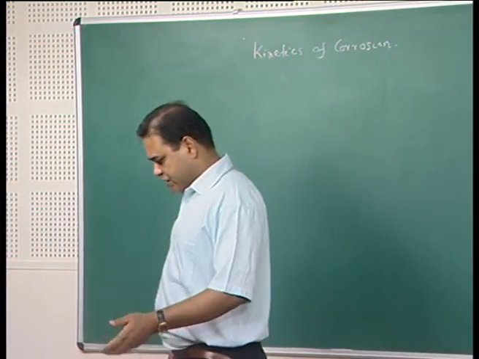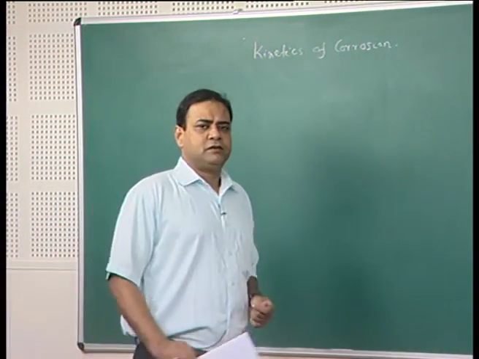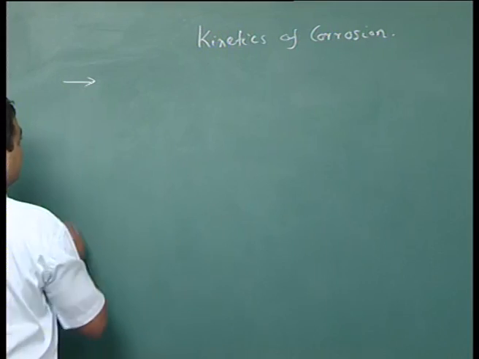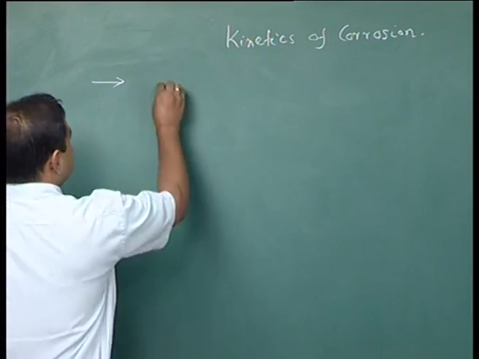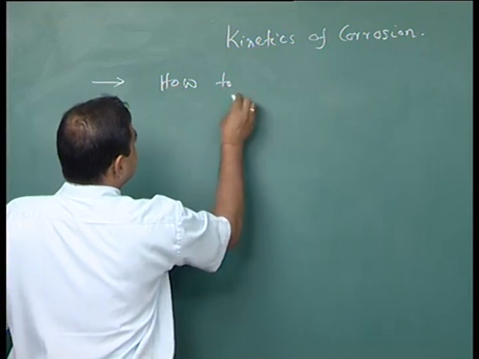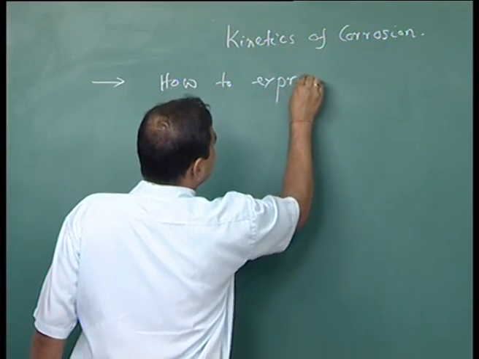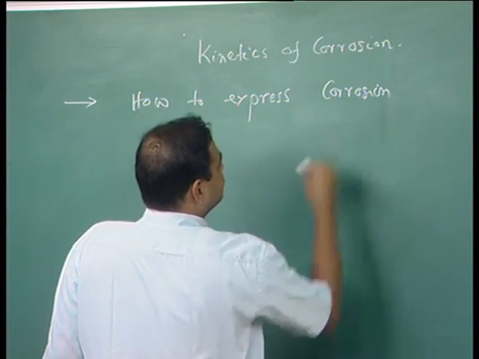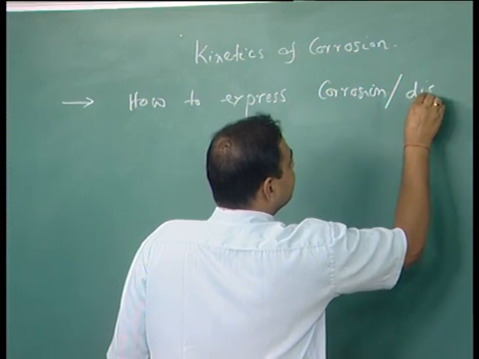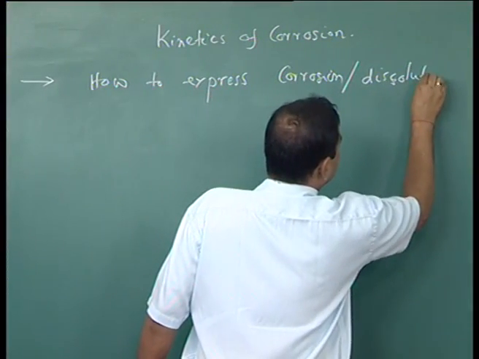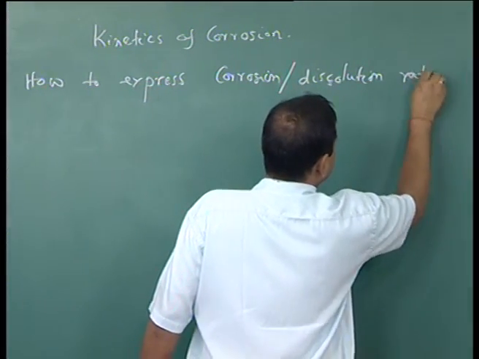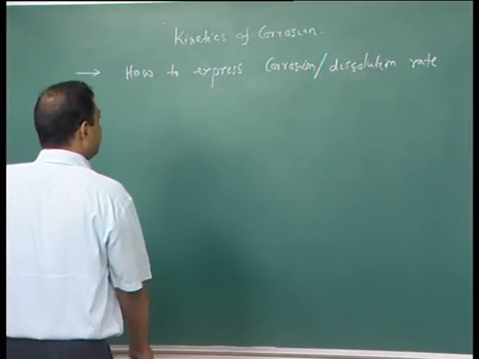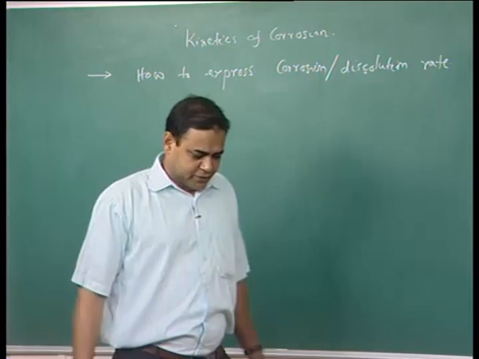Whenever we talk about kinetics, that means we involve the rate of corrosion. So, we need to know how to express corrosion or dissolution rate. So, this corrosion or dissolution rate can again be further bifurcated into two modes.